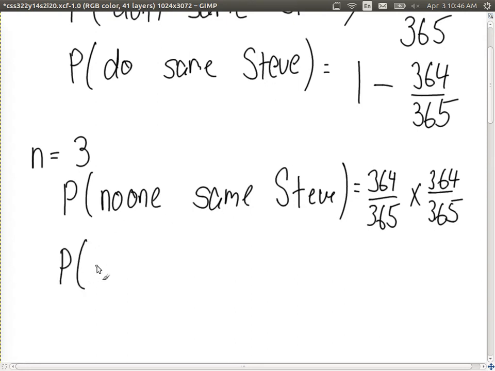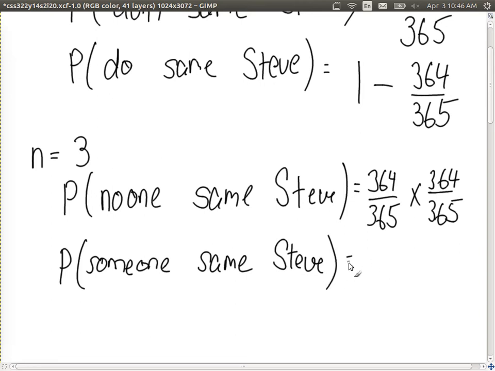This is that no one does, and someone, I don't care which one of those other two, is one minus 364 over 365 to the power of 2. So we could calculate, given a group of people, what's the probability that anyone in that group has the same birthday as me, as one of those people.